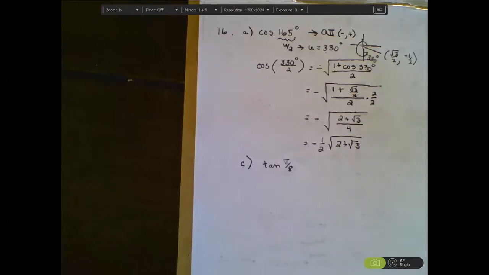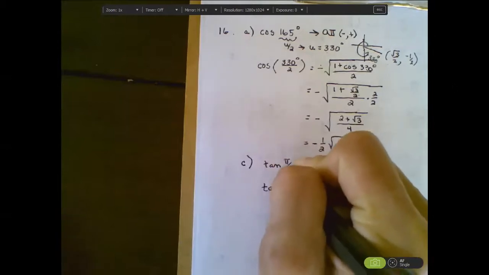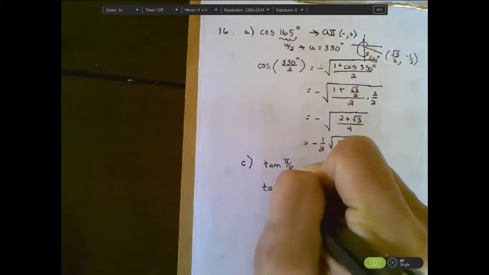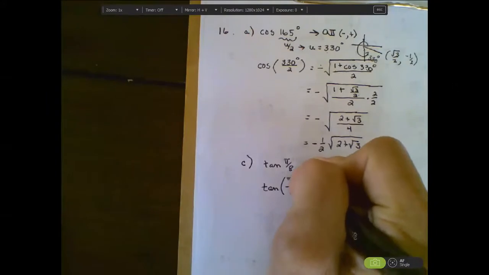All right, so again, pi over 8. Is that half of something we have memorized or double something we have memorized? Half. It's half of what? Over 4. Yeah, tangent of pi over 8 is half of pi over 4. So we're going to use one of the two half angle formulas for tangent, with our u being pi over 4.